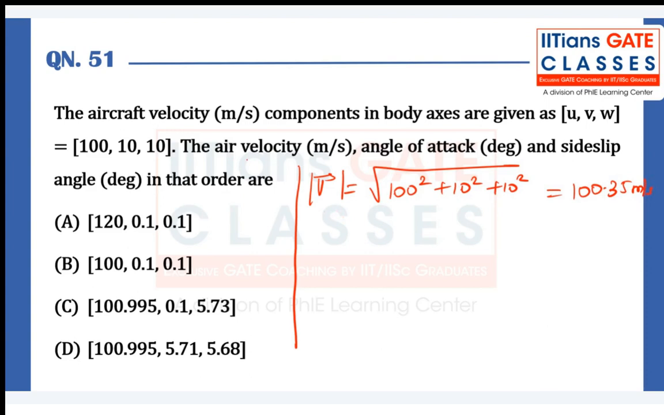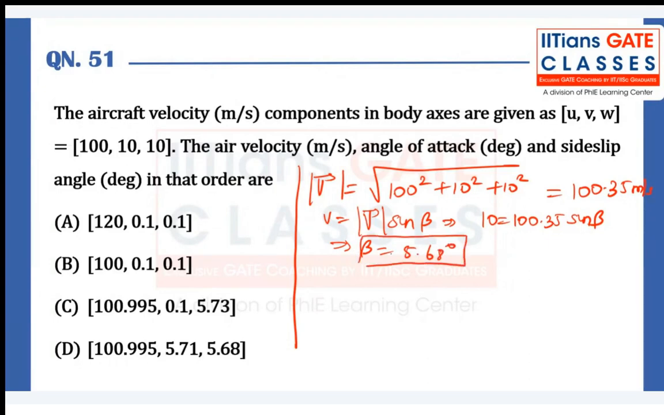Now I know that it is asking the air velocity and angle of attack and side slip. So first let's determine side slip. I know the V velocity, which is basically the modulus of the velocity vector times sine beta. Right? Which means if you simplify this, I have 10 equal to 100.35 sine beta. So determine beta. So beta will be sine inverse of 10 by 100.35, and you will get a value close to 5.68 degree. Okay.